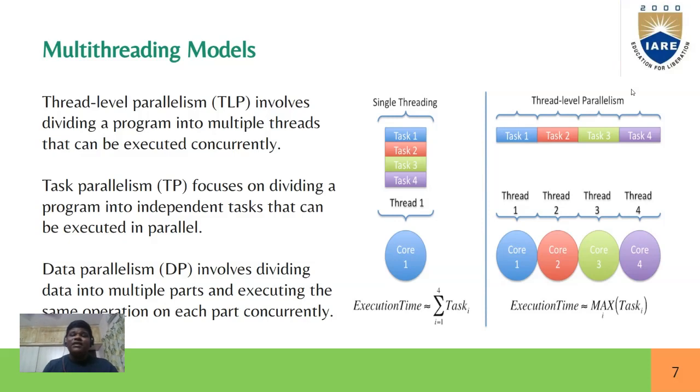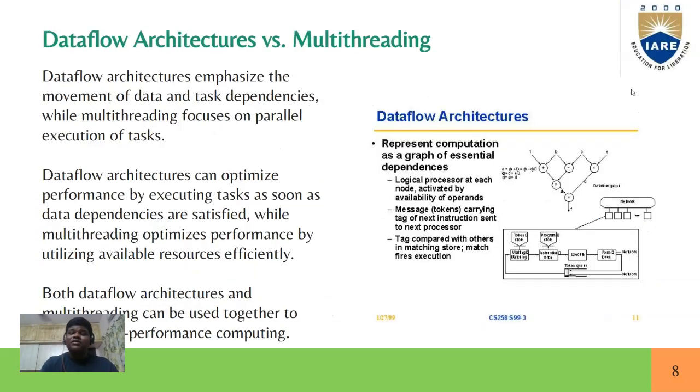And here on the right side, we see thread level parallelism where the 4 tasks, task 1, task 2, task 3, task 4, are side by side. Threads 1, 2, 3, and 4 are linked to 4 different cores: core 1, core 2, core 3, and core 4. In this case, the execution time can be calculated with the formula max of task(i).